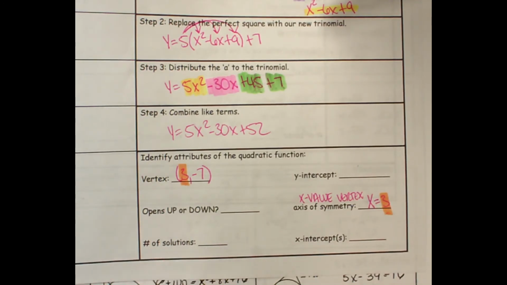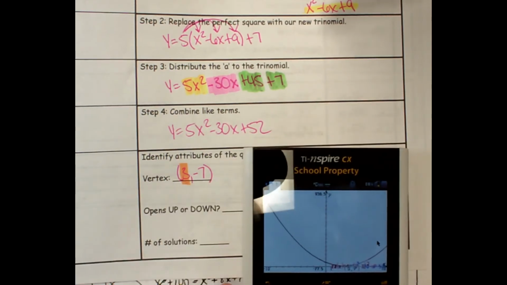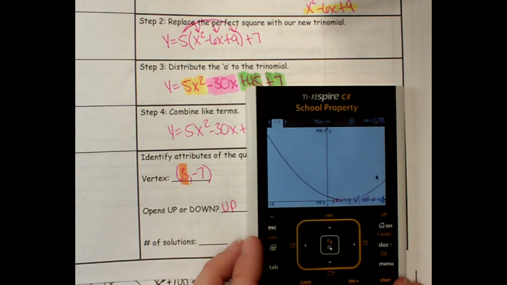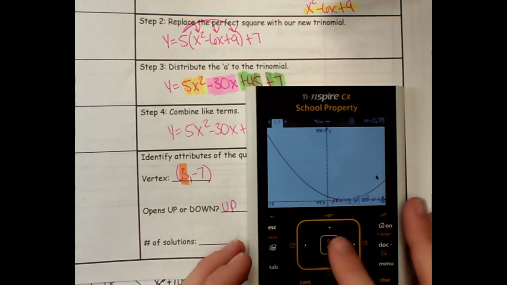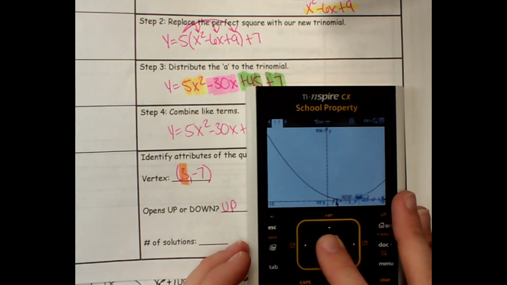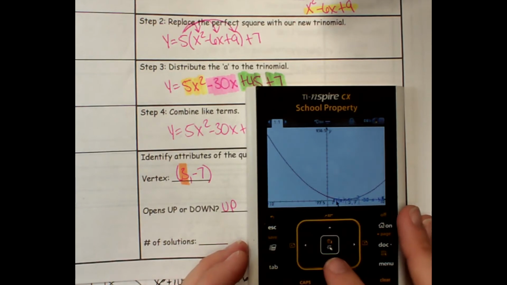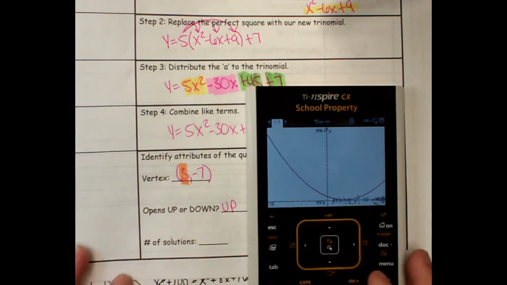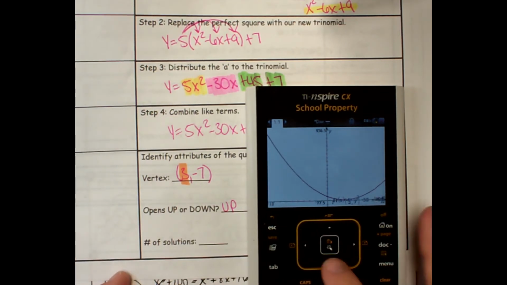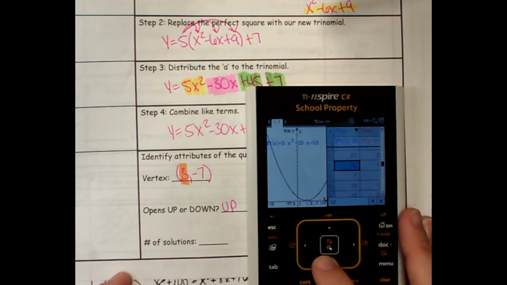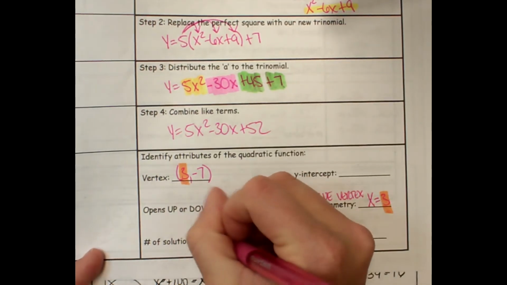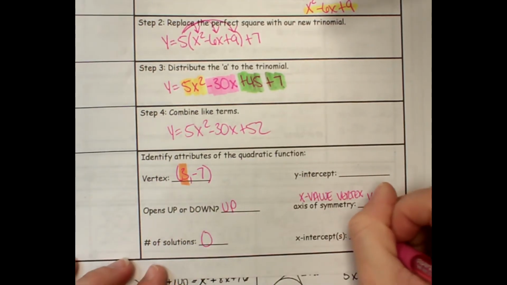Then, does it open up or down? Well, if you look at your picture, it opens up. It says number of solutions. Well, if you look at it, and I know there's a lot going on, it never crosses the x-axis. You can also tell from the table, if you press Control T, the lowest point is 7. So it never crosses, which means it has 0 solutions and no x-intercepts.